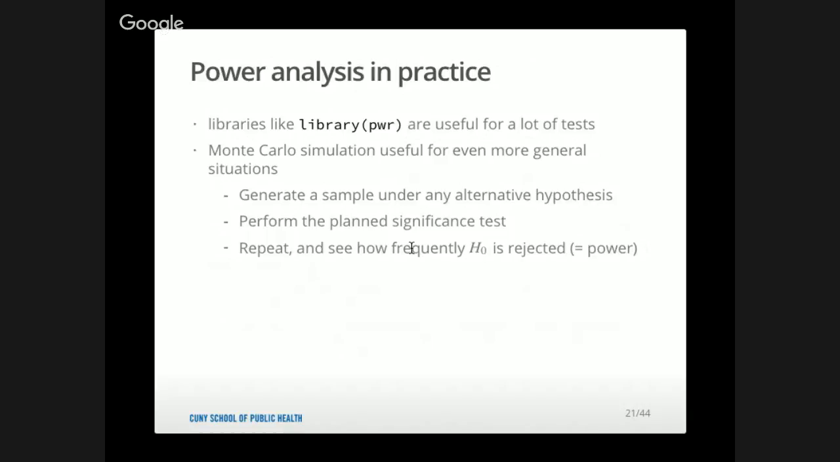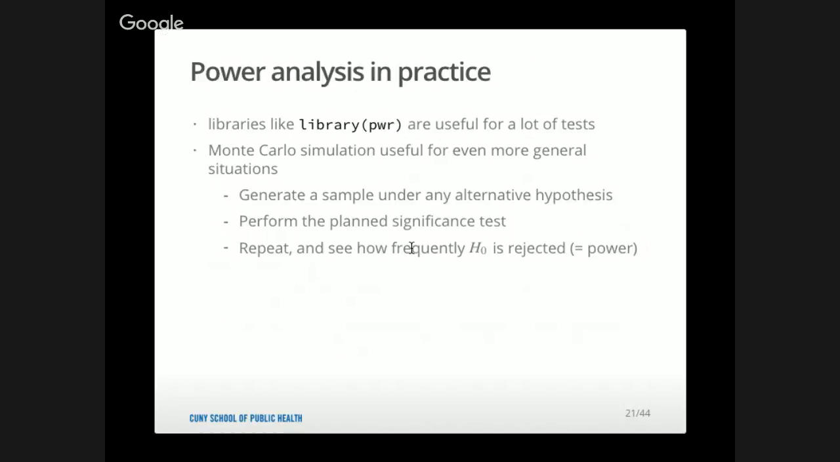And the idea behind doing a simulation of power is, you remember that when you do power analysis, you assume something for the alternative distribution. So you just program that actual alternative sampling distribution. Then you go ahead and perform your planned significance test. First, you generate a sample from that alternative distribution. You do your null hypothesis significance test as you're planning to do, and then you just repeat that and see how frequently H0 is rejected. And that's a direct computational estimate of your power.